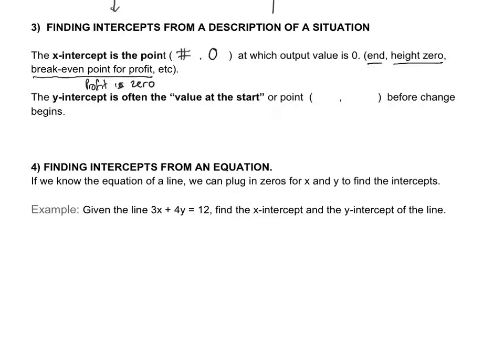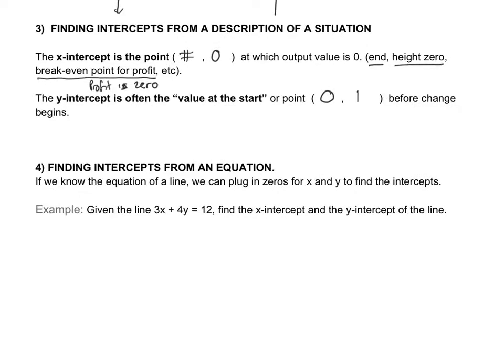So anything that connects to the idea of the output value being 0 might just right there in the problem tell you what the x-intercept is for that point. There's a similar way of thinking about it for the y-intercept. Since the y-intercept always has a 0 as the input value, and then it might have a 0 or a non-zero number for output, it is often the value at the start.